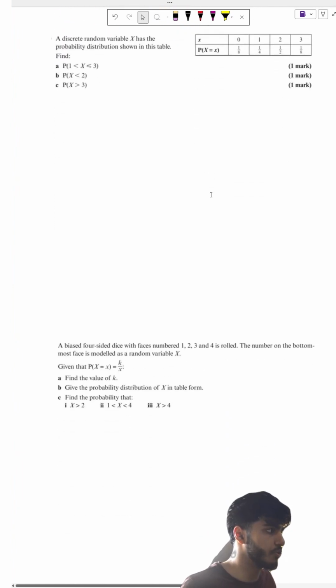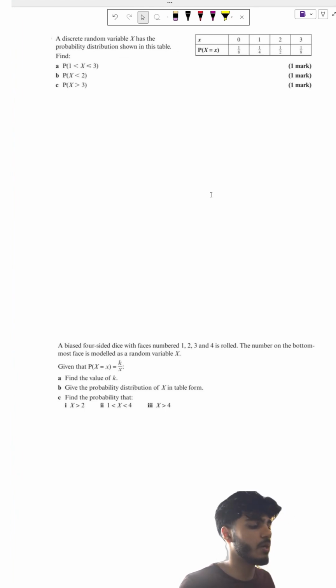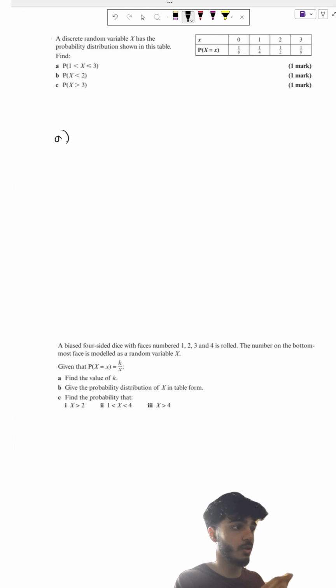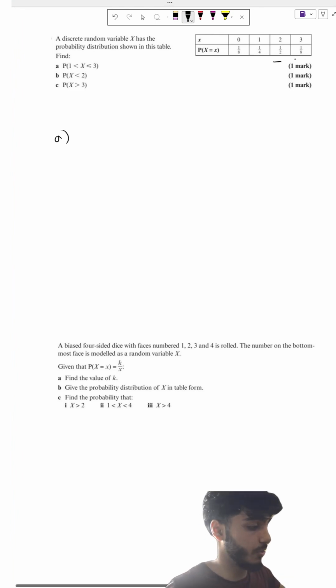Probability distributions. We're starting to go more towards binomials slightly. Okay. A discrete random variable X has the probability distribution of that. Actually, this is not even too bad. It's not bad at all. You can probably do this. What's the probability of X bigger than 1, less than or equal to 3? So we don't want to count 1. We just want to count 2 and 3.